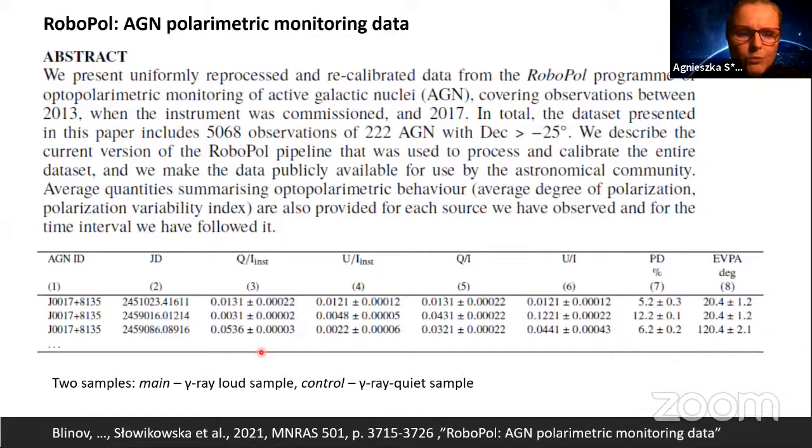So we have two samples. One was this gamma ray loud sample, and the other was the control sample, and they were based on the photon flux cut from the Fermi 2 second and the third catalog, as well as, of course, on the optical brightness, while the RoboPol is mounted on a 1.3 meter telescope in Skinakas Observatory on Crete. So if you want, you can download all this data. They are already available in the archive.